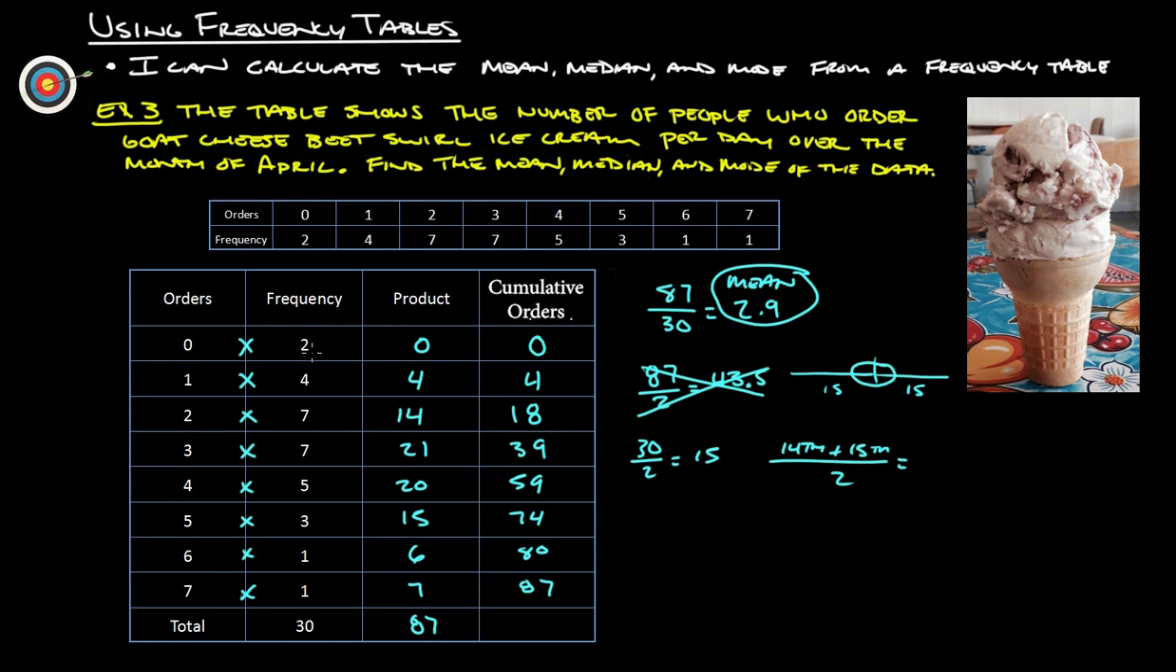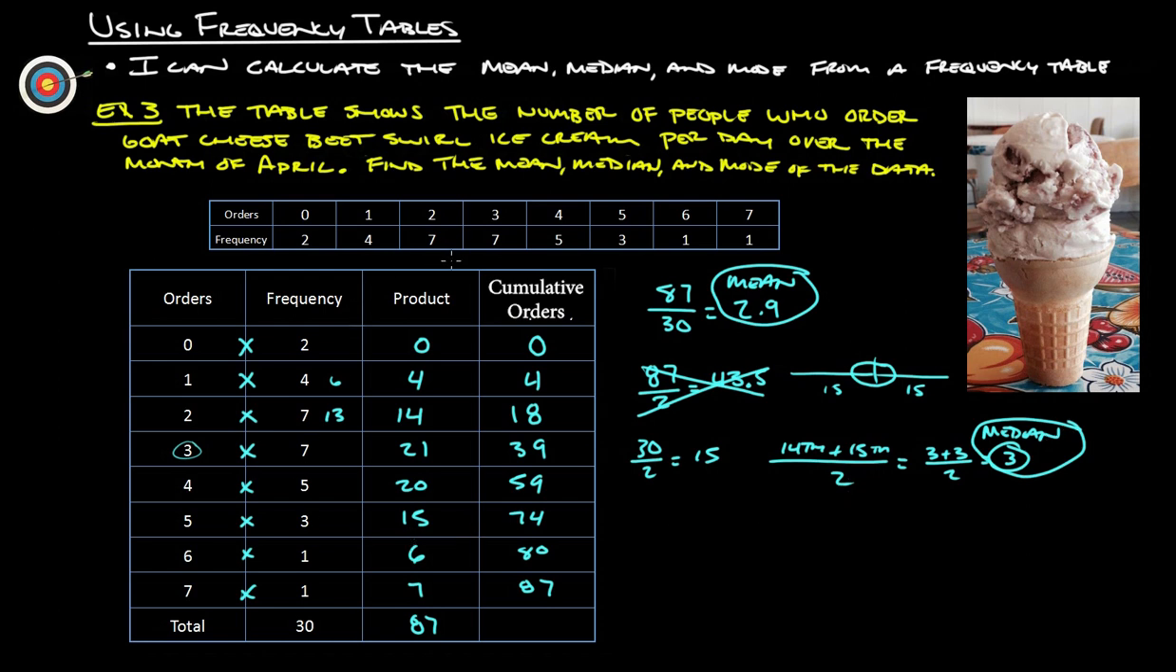So let's see, that's 2 plus 4 is 6. So there's 6 total here, plus 7 more is 13. And so that means the 14th and the 15th are both going to be 3s, right? So that's going to be 3 plus 3 divided by 2, which gives us 3. So 3 is going to be the median. Okay, so the median is 3.